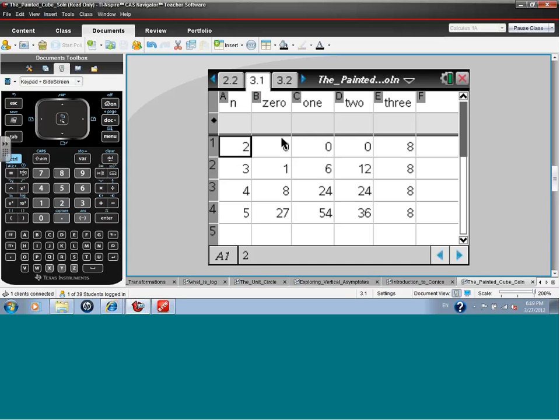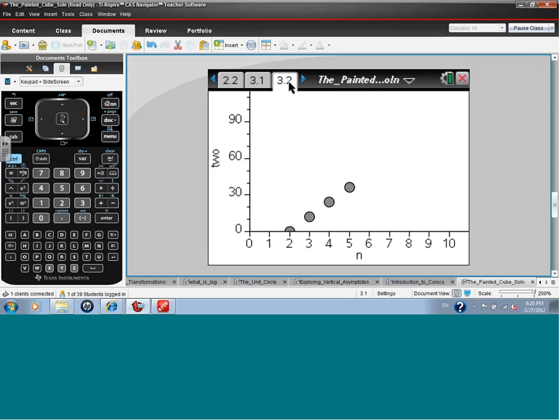So the column that we're looking at is this one right here, column D, that says 2. So we're plotting these points. 0, 12, 24, and 36 are the y coordinates, of course, and the first column N, that's the x coordinates, 2, 3, 4, and 5, that's the horizontal. And then column D is the vertical.